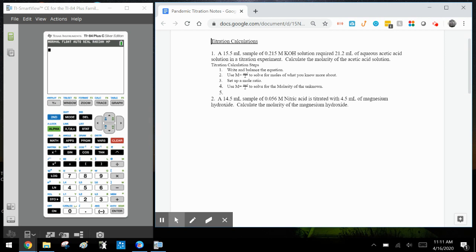The chemical reaction for number two here is we have nitric acid, so all acids start with H. HNO3, got to have those charges, positive for hydrogen, negative for nitrate, gives you HNO3. And then we have magnesium hydroxide. Mg is the positive two charge, hydroxide's a negative one, so we need two hydroxides.